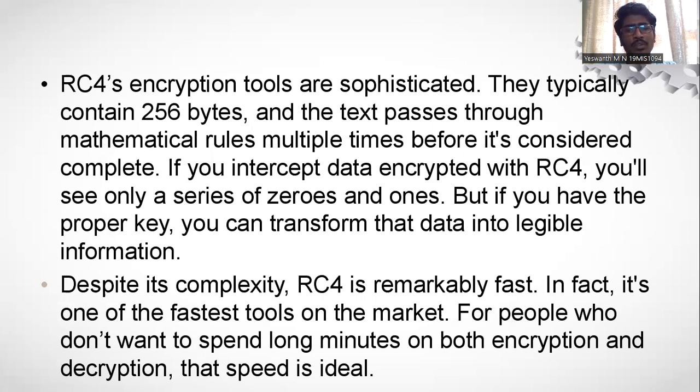RC4 encryption tools are sophisticated. They typically contain 256 bits and all text passes through mathematical rules multiple times before it's considered complete. If you intercept data encrypted with RC4, you will see only a series of zeros and ones. But if you have the proper key, you can transform the data into legible information.